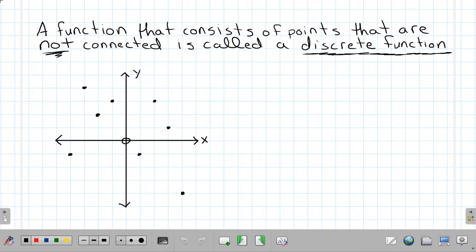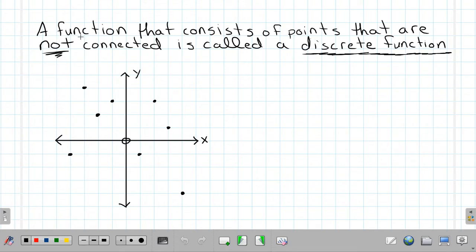So now that we know what a function is, what it looks like, let's talk about 2 different types of functions, okay? A function that consists of points that are not connected is called a discrete function. Now, every year in class, when people make a mapping like this or make a graph of a relation like this, they always want to try to find some way to connect the points, okay? Well, in this case, if you have a relation like this, you don't know if we can connect the points or not, and that's actually what we're going to talk about in the next example, okay? When we can connect the points, when we can't.